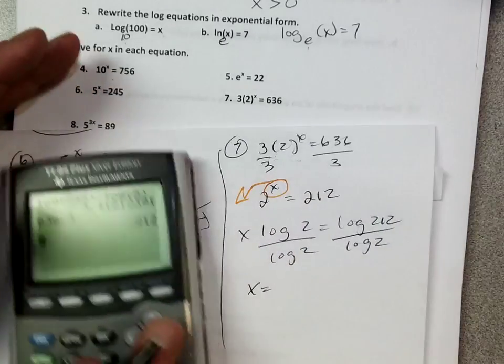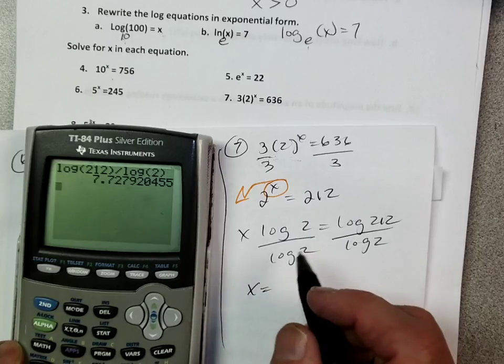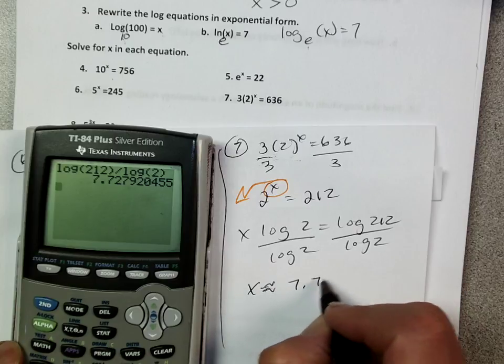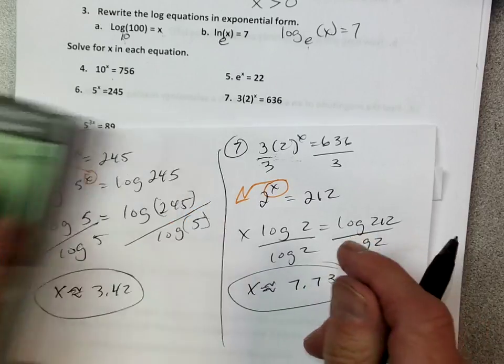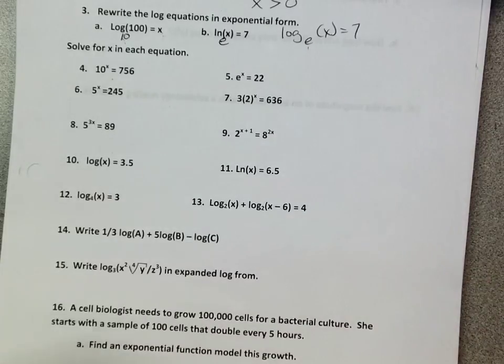Okay, so what's 212? Log, clear. Log 212. Close your parentheses. Divide by log of 2, and I get an answer about 7.73, approximately equal to about 7.73. Okay, how am I doing? So far, so good? Okay. All right, 8. Same kind of problem.